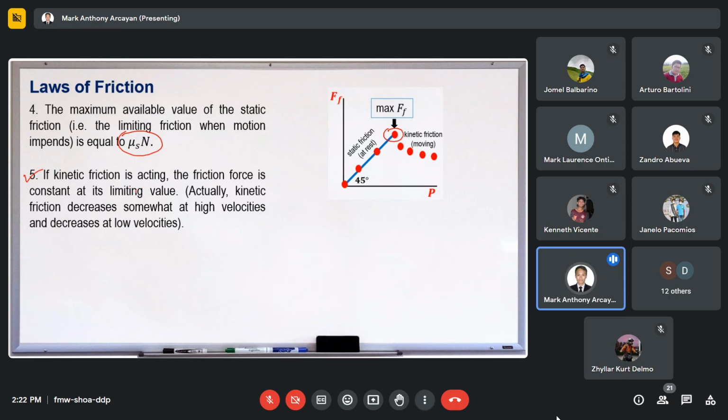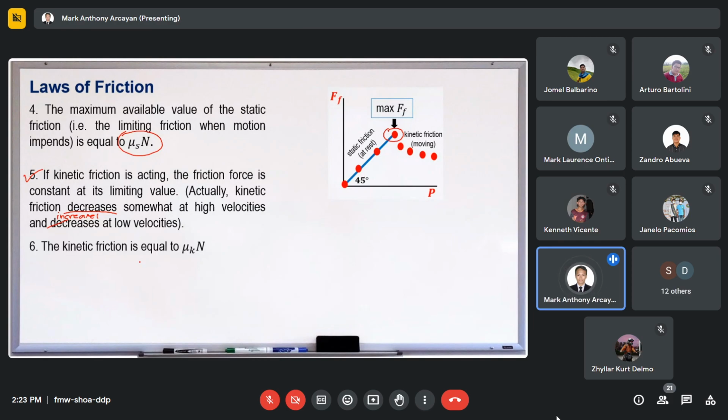Then, it not decreases, I think I made a mistake there, take note. At higher speeds, that is correct, it decreases somewhat, a little bit. And then at low speeds or low velocities, it's not decreases but increases. So at low speed it increases until you come to a stop, especially when the applied resultant force is removed.